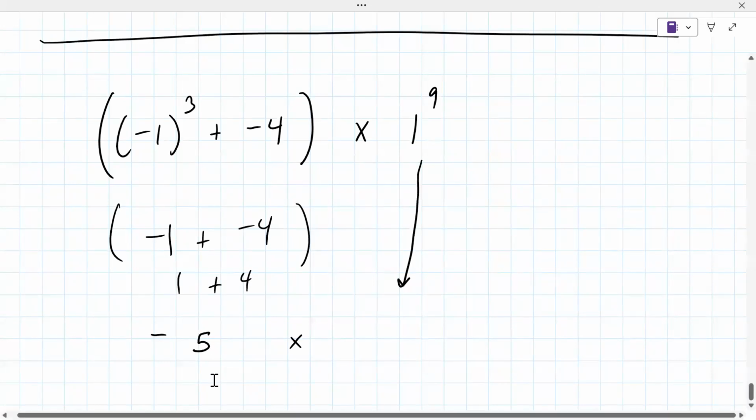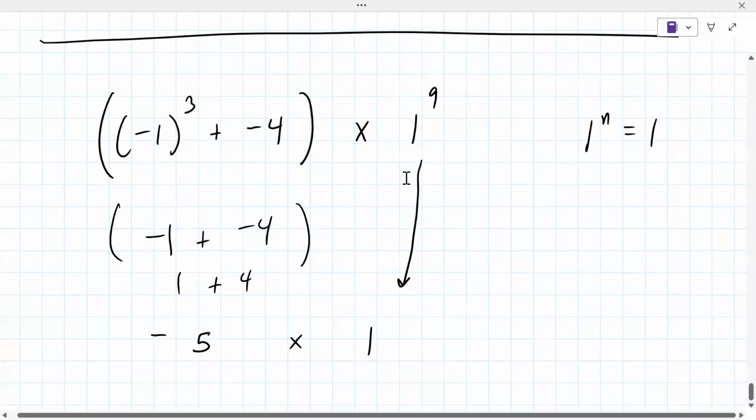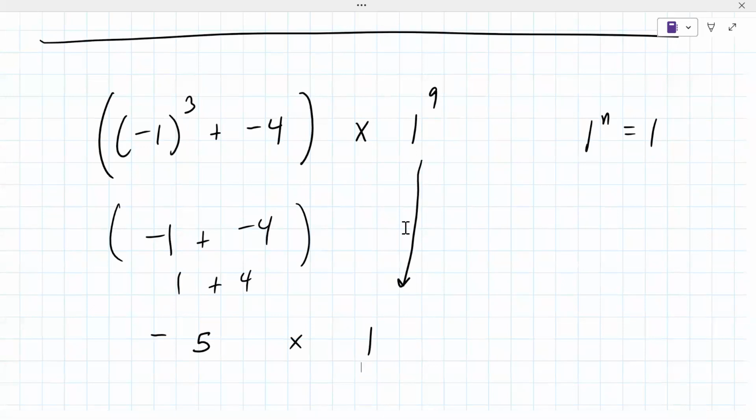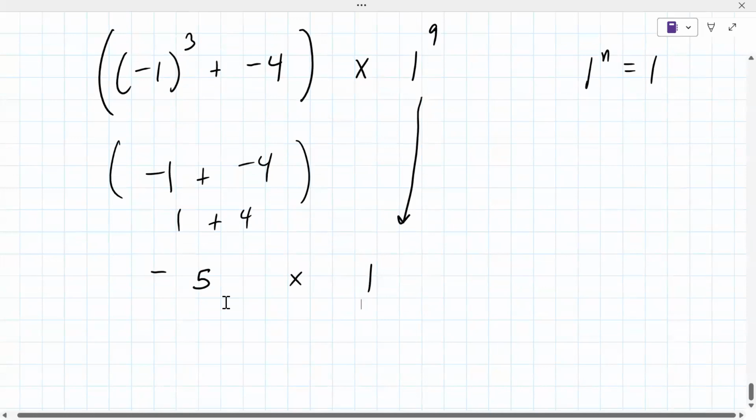Times, what is 1 to the power of 9? It's just 1. 1 to any power is 1. Then what is -5 times 1? Both different signs, so you subtract... You're multiplying though. Oh, so it'll just be -5.